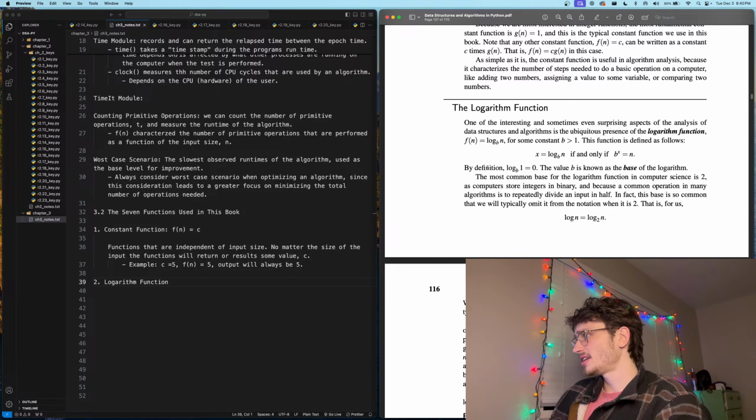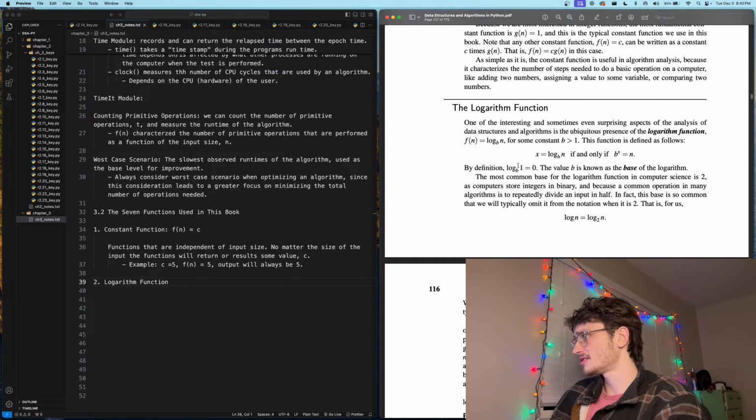By definition, log b of 1 is equal to 0, because b to the power of 0 is equal to 1. Powering b to 0 gives 1, anything to the power of 0. The value of b is known as the base of the logarithm.